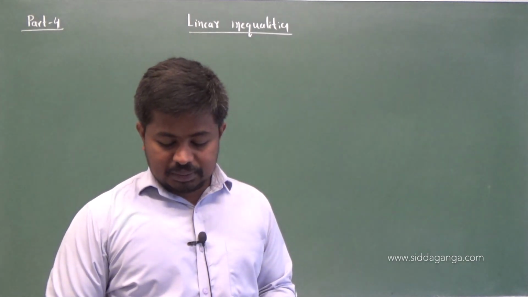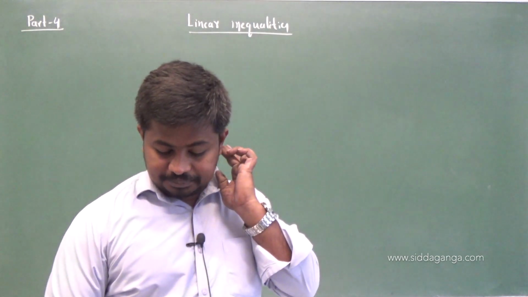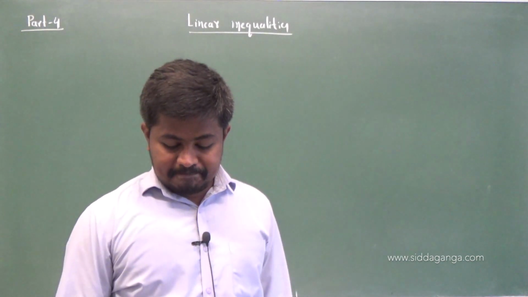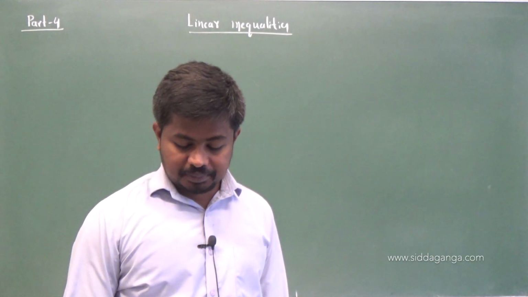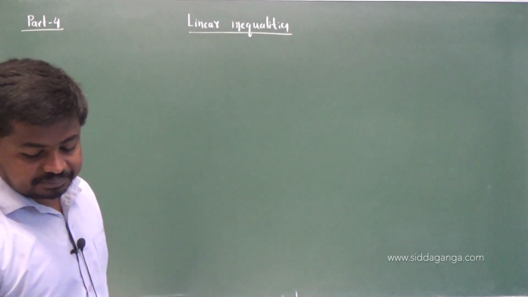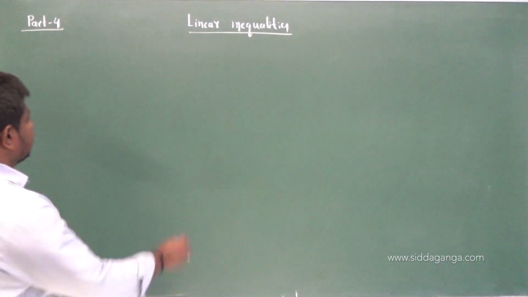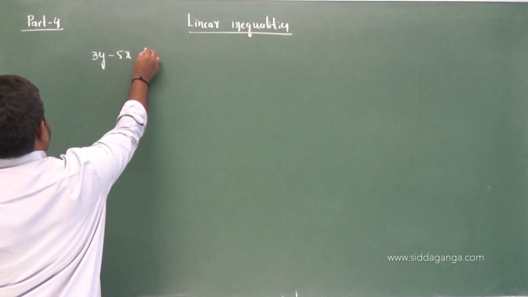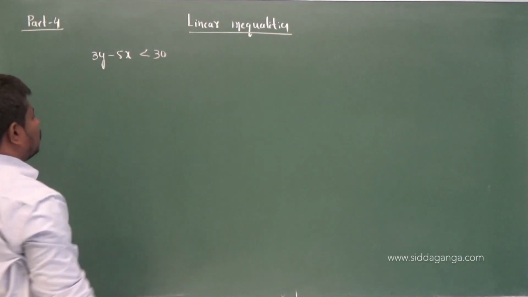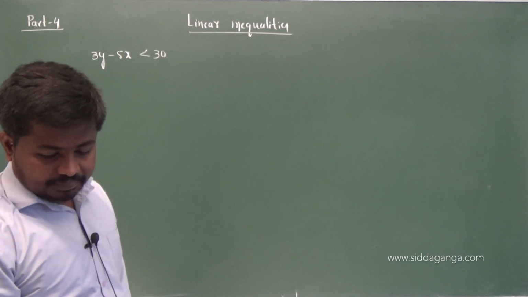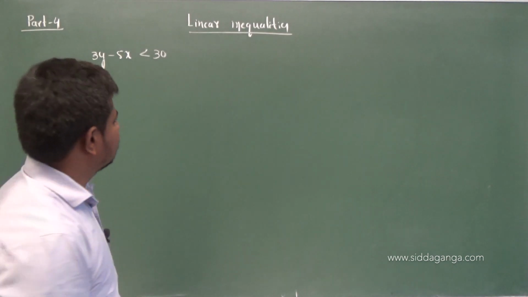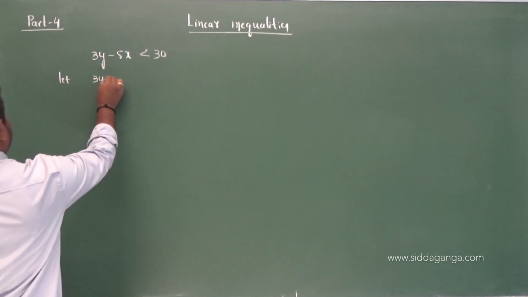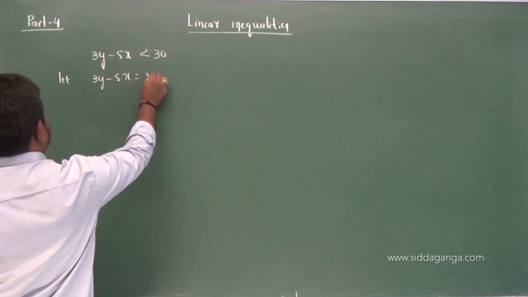Okay. So, now let us look at one more inequality. 3y minus 5x less than 30. 3y minus 5x less than 30. Here we have a strict inequality, 3y minus 5x less than 30, right. Same as before, let us consider the line 3y minus 5x equal to 30.